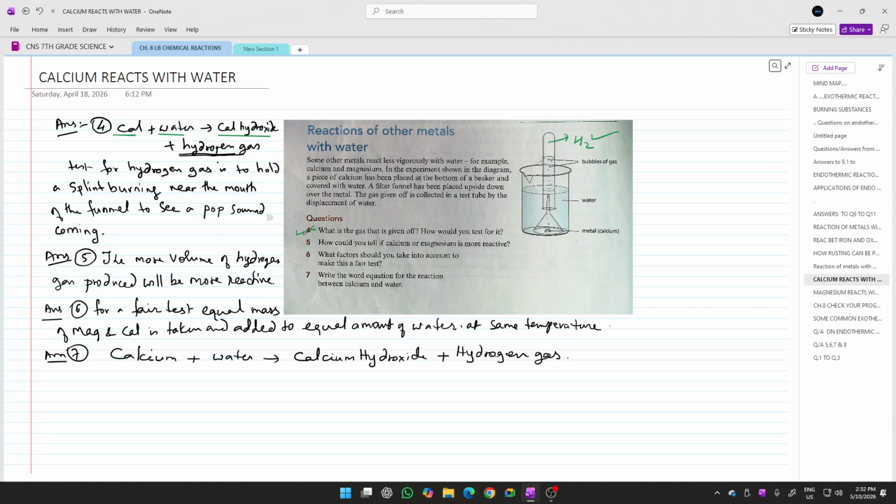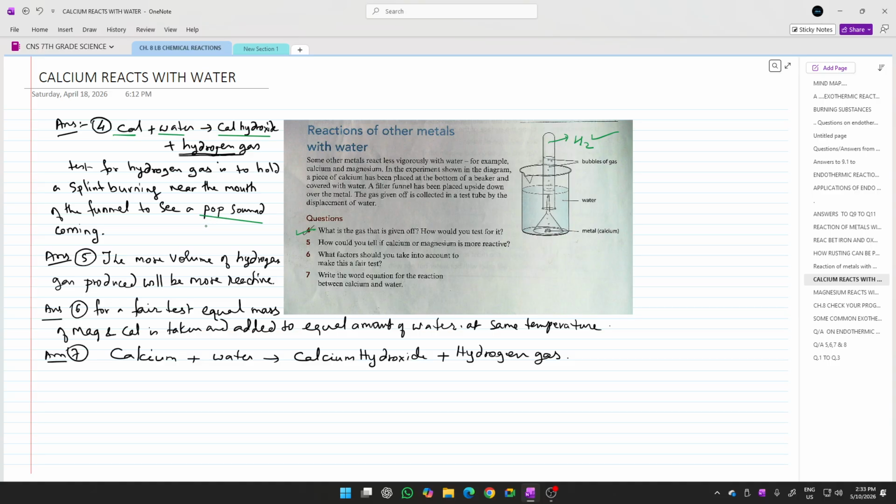Now, the second part of the question is how we are going to test for it. For testing the formation or existence of hydrogen gas, you have to take a splint, a stick, which is already burning, and place it near the mouth of the test tube which is containing hydrogen. What will happen is that the hydrogen will burn or explode with a pop sound. When that happens, it is very clear that the gas you are testing is hydrogen. So this is the test for hydrogen.